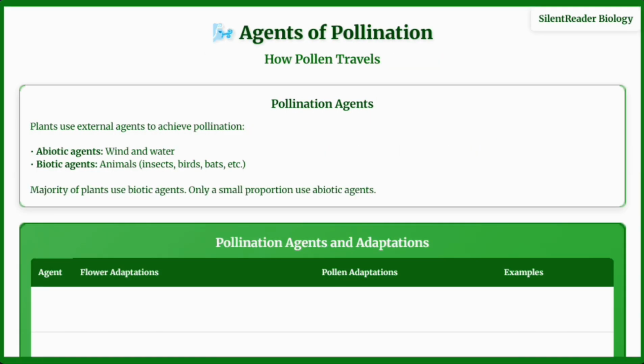Let's examine the various agents that help in pollination. Plants use both abiotic and biotic agents to achieve pollination. The abiotic agents are wind and water, while the main biotic agent is animals. Interestingly, the majority of plants use biotic agents, with only a small proportion relying on abiotic methods.